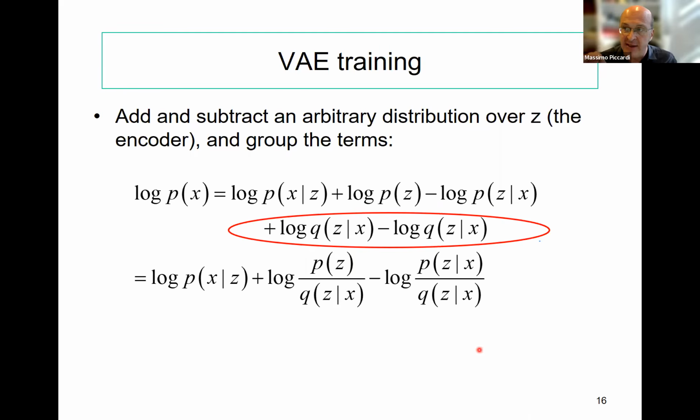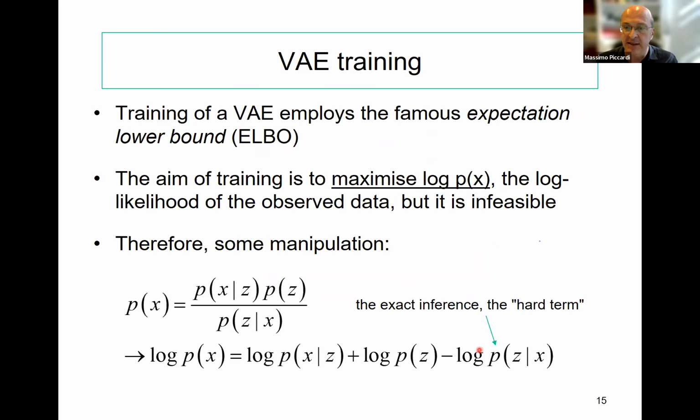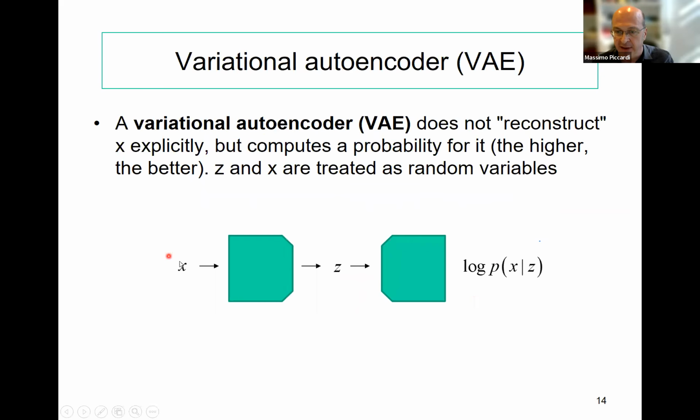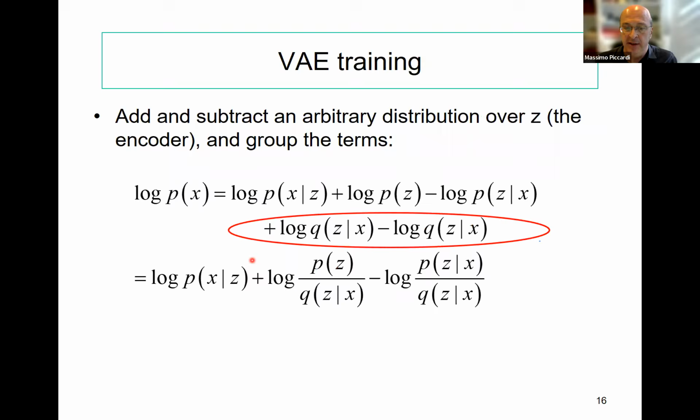And for clarity, that Q of Z given X is not a random distribution, it is the distribution of your encoder, this block here. So Q of Z given X, represented by that block, is the Q of Z given X that you control, that you are aware of, and you add and subtract in that formula. So here you come, you got that small manipulation.